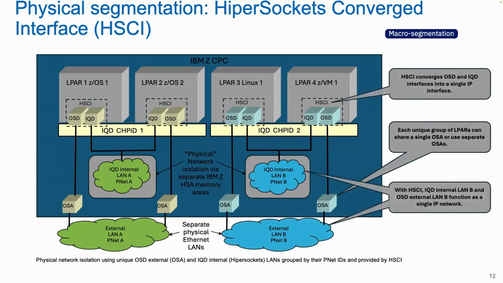In this example, we are segmenting the HyperSockets link. LPAR 1 and 2 get their own network segment for HyperSockets. LPAR 3 and 4 get their own segment. In addition, the OSAs are also segmented because they belong to different physical LANs. In this case, the z/OS LPARs on the left belong to LAN A, and the LPARs on the right belong to LAN B. So there's complete physical separation between these LPARs using the converged interface as well, because we have different LANs for the OSAs as well as different CHPIDs so that we have different segments for the HyperSockets.